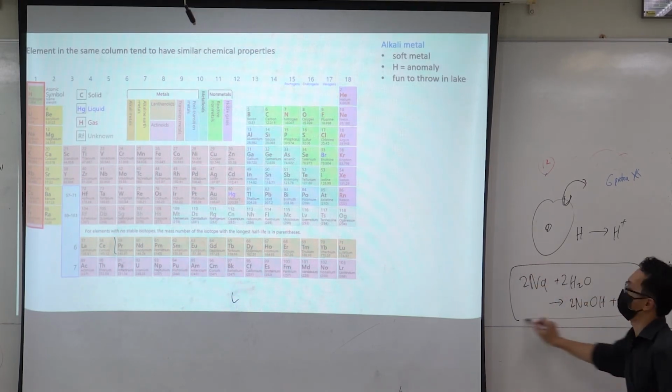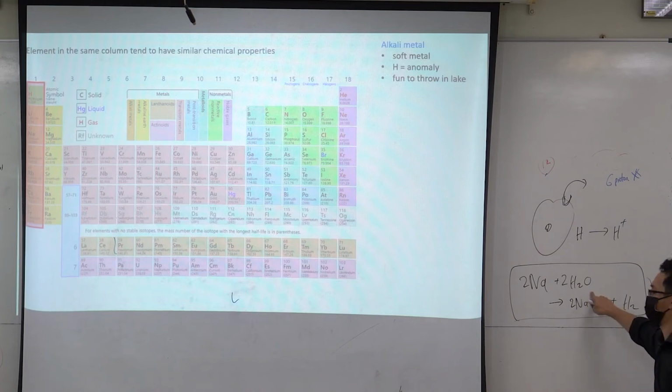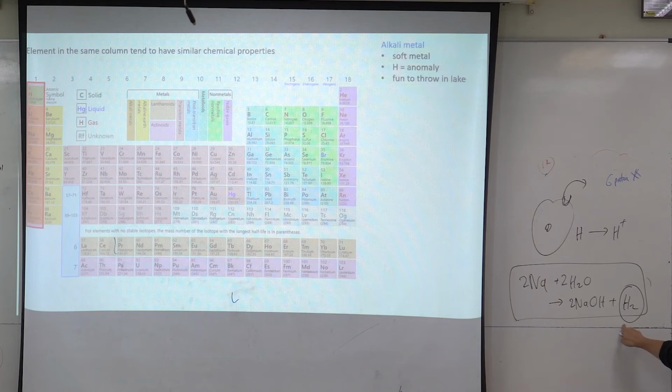This is what happens when you throw the sodium into the water. You generate H2. H is the element, H2 is hydrogen gas. H2 is flammable, very flammable. So it spontaneously ignites for this group. That is why when you throw it in water, it will explode. So that's why it's fun to throw.